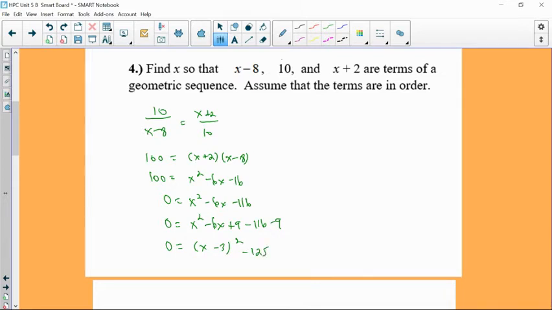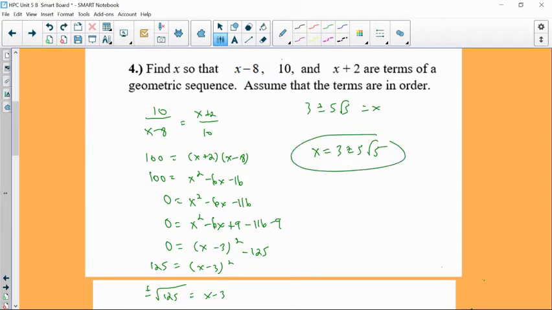And so then we can add the 125 over. We get x minus 3 squared equals 125. Introduce the square root, so we get plus or minus the square root of 125 is equal to x minus 3. Add 3 over, so 3 plus or minus, and the square root of 125 is 5 root 5, is equal to x. And so both of those values will work. And so then we just say our values of x are 3 plus or minus 5 root 5. All right. Next.